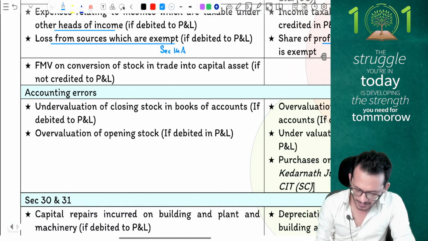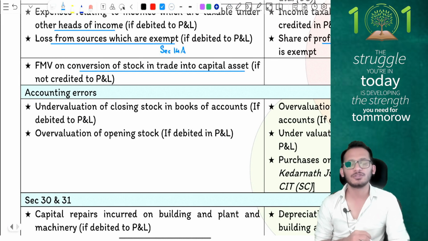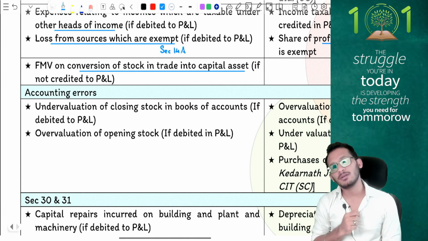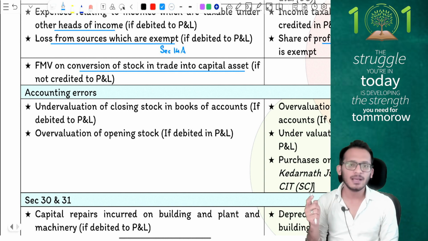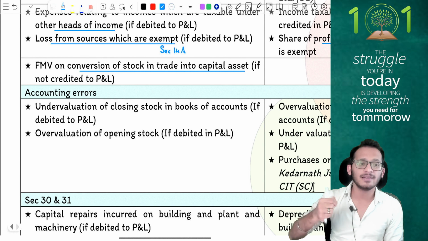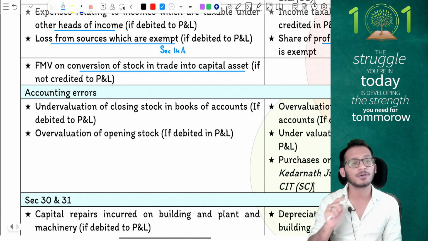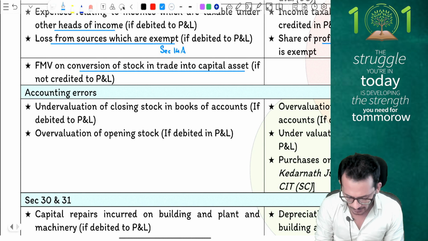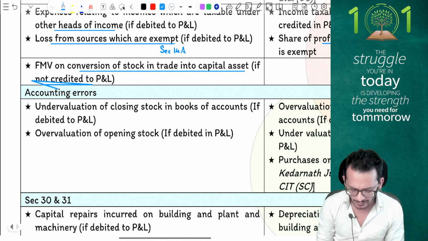Next one says fair market value on conversion of stock in trade into capital asset. I think this is fairly something which you are all aware of. When stock in trade is converted into a capital asset, the fair market value on the date of conversion becomes my PGBP income. This is part of section 28 as well, and therefore income tax says if it is already there in the P&L, then there is no problem. But if you have not put it in your P&L, please add it, and therefore I am putting it in addition. Notice carefully, it says if not credited to P&L account. So if it is not credited to the P&L account, I will now credit it to my P&L account. Are we clear on this?